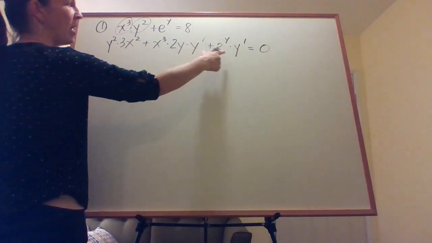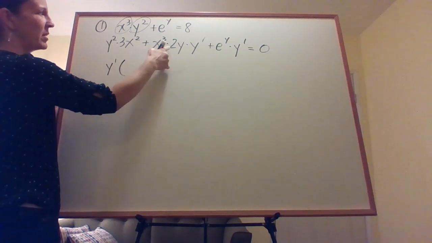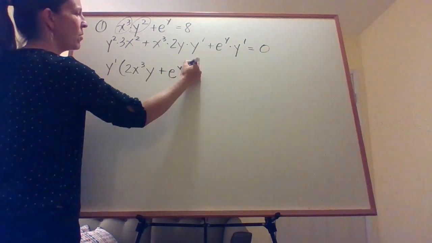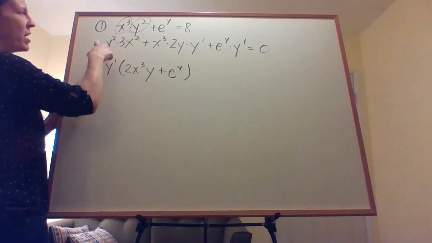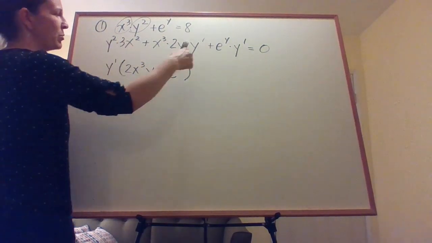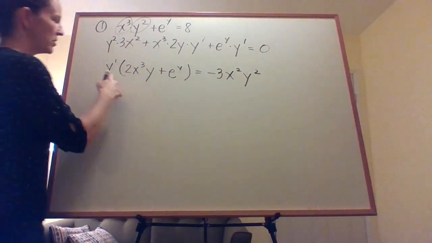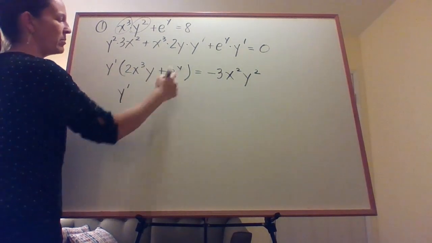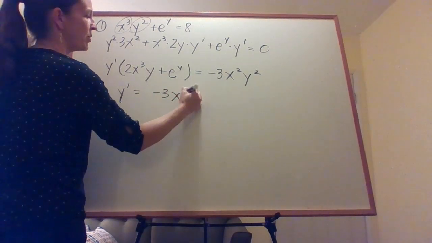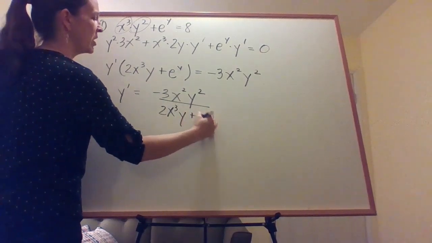Now I'm looking at having two terms that have a y prime, so I'm going to keep those on one side and factor out the y prime. That's going to leave me with a 2x cubed y plus e to the y, and this term y squared times 3x squared does not have a y prime, so I'm going to move it to the other side and end up with a negative 3x squared y squared. To solve for y prime, I simply divide both sides by 2x cubed y plus e to the y. So I end up with negative 3x squared y squared over 2x cubed y plus e to the y.